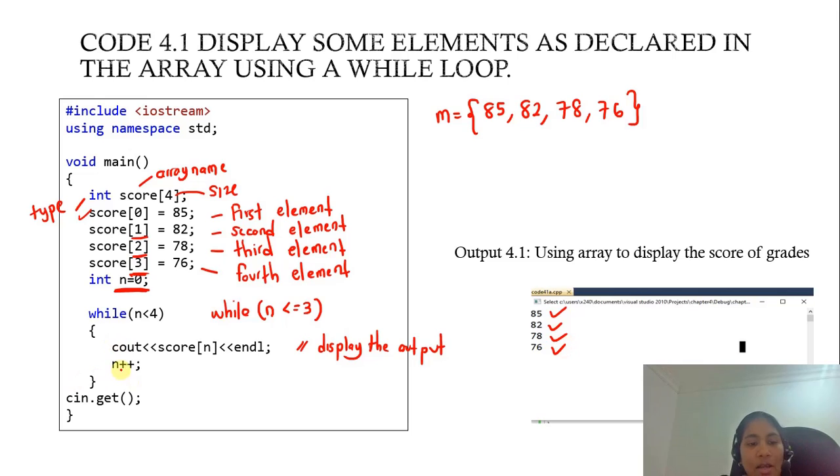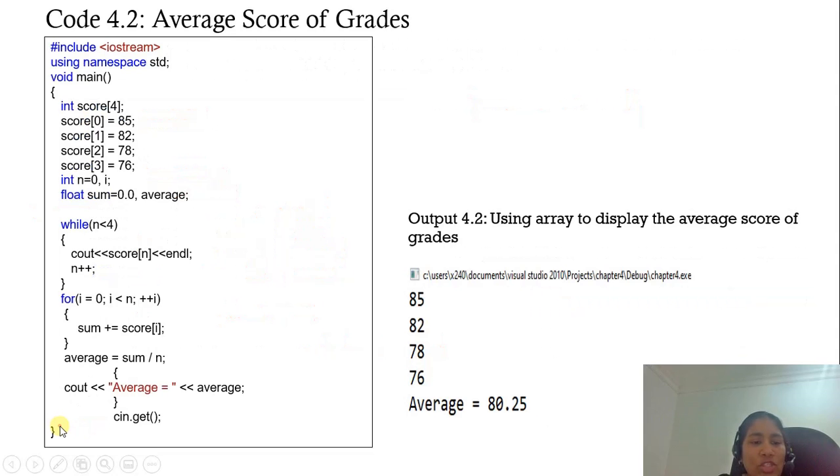And then n, 3 plus 1 is 4. 4 less than 4 is a false statement, so it will end the loop. Stop. This is how you display some elements declared in an array using a while loop. Obviously, I can also change this while loop to a for loop. Okay, let's find the average score.